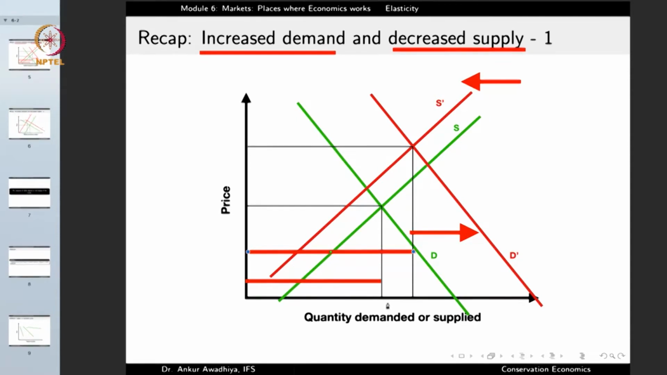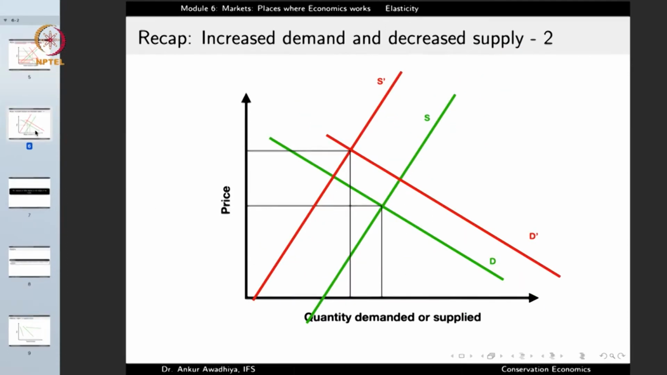So what we are observing here is that with an increase in demand and a decrease in supply, there is an increase in the quantity that is demanded or supplied. But this is not always the case, because we also saw this market equilibrium, in which case the earlier equilibrium was here. This was the old demand curve. This is the new demand curve.